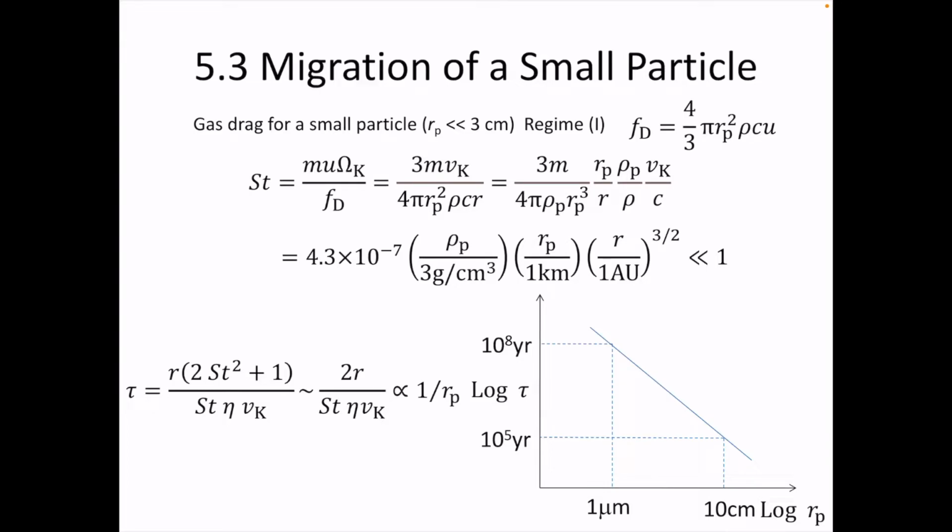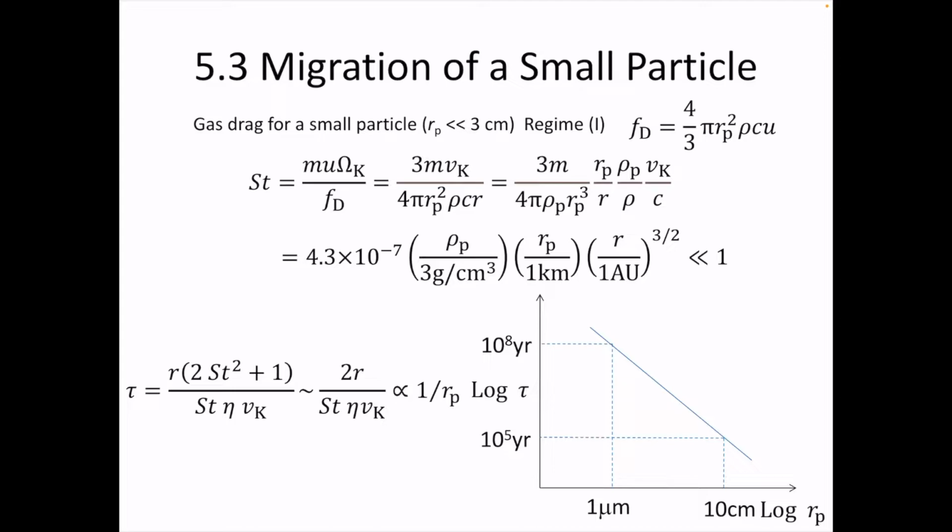In the previous lectures, I derived the migration timescale for a particle to fall to the central star. We use a Hayashi model to estimate the migration timescale for a solid particle. First topic is the migration of a small particle. Relaxation time τ_s is much shorter than the Keplerian time t_K.